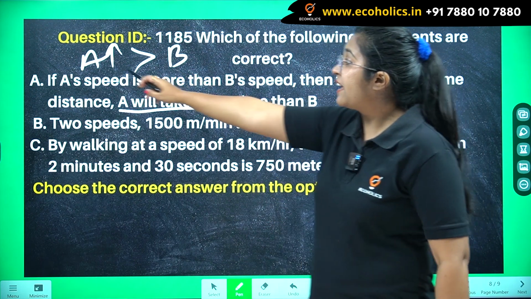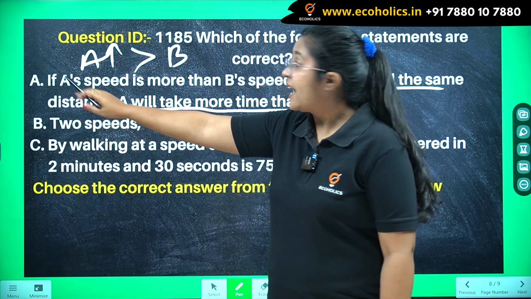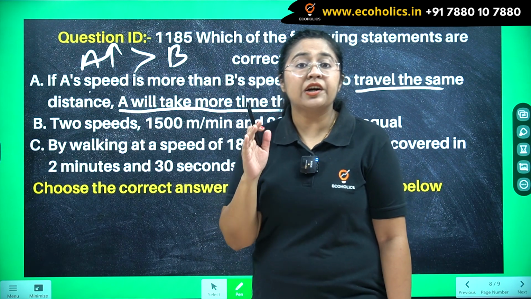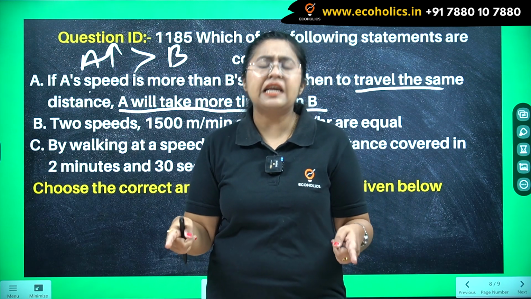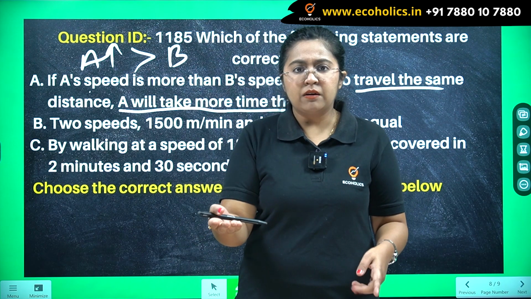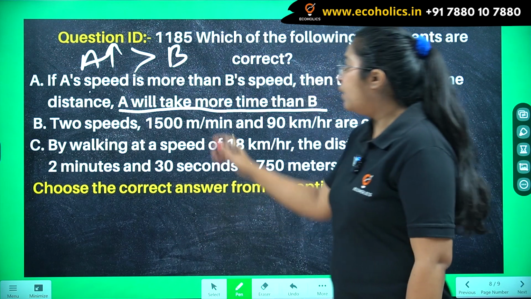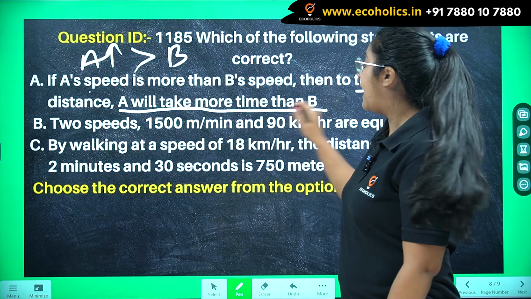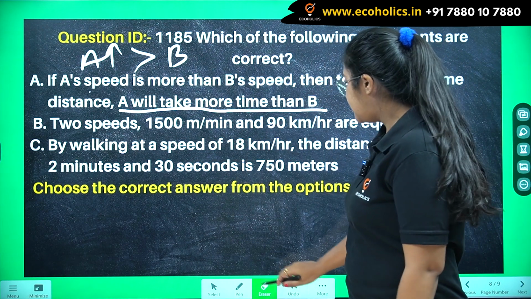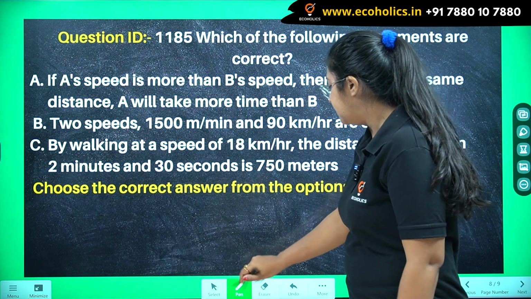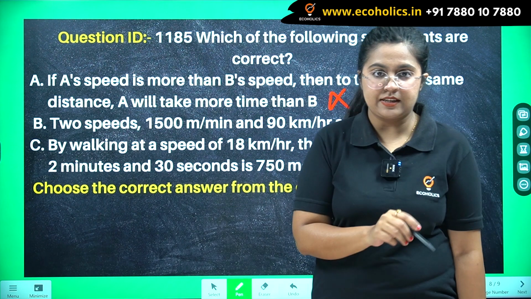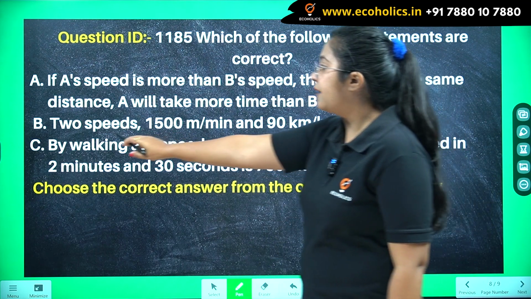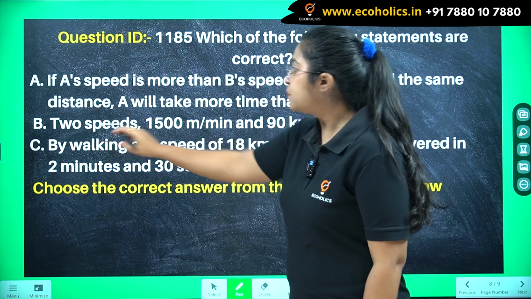Why? Because if A has higher speed or greater speed than B, then to travel the same distance, definitely A will reach faster than B, and so A will not take more time than B. So this statement is definitely incorrect. Okay, incorrect statement. Now let's understand the rest of the statements.